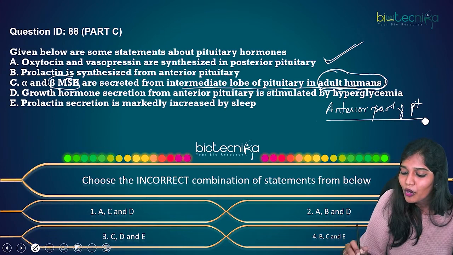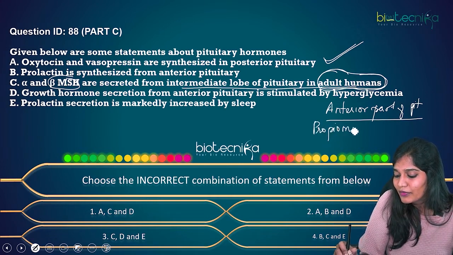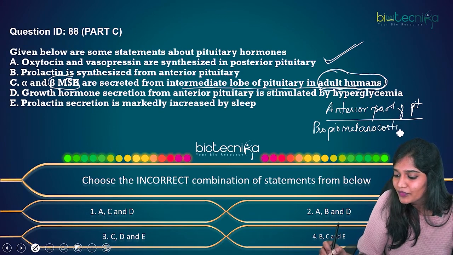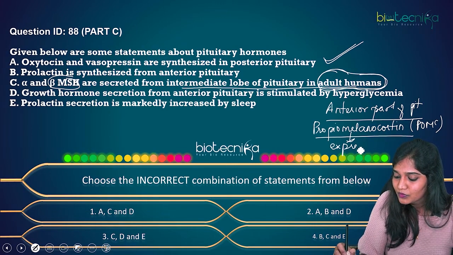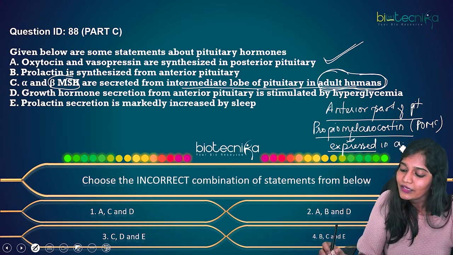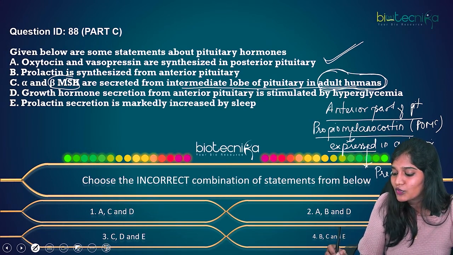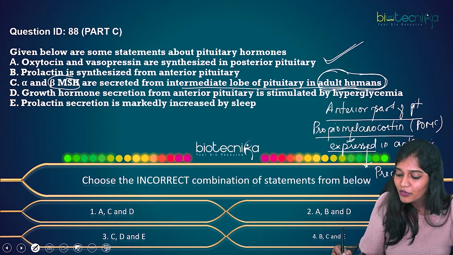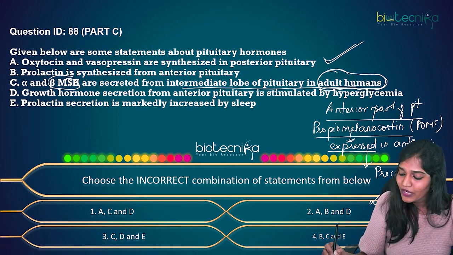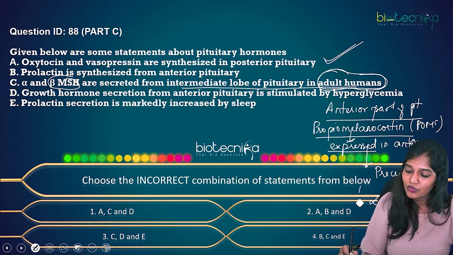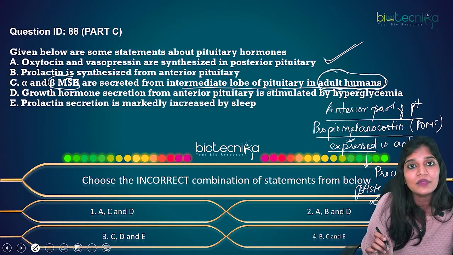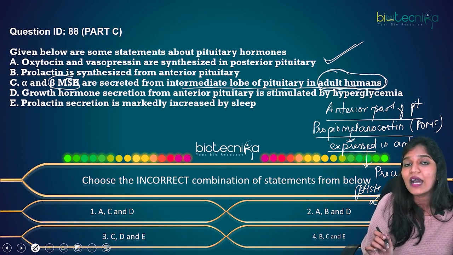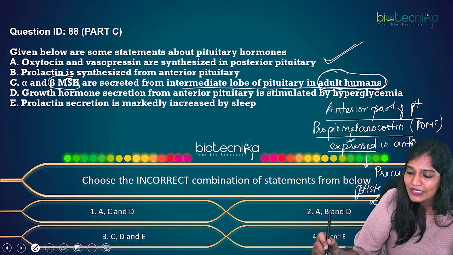In the anterior part of the pituitary, there is going to be proopiomelanocortin, POMC, expressed in the anterior pituitary cells. This in turn serves as a precursor for the production of alpha melanocyte stimulating hormone and beta melanocyte stimulating hormone. So alpha and beta melanocyte stimulating hormones come from proopiomelanocortin. It is not from the intermediate lobe of the pituitary, because humans do not have a prominent intermediate lobe. So this is definitely going to be a wrong statement.